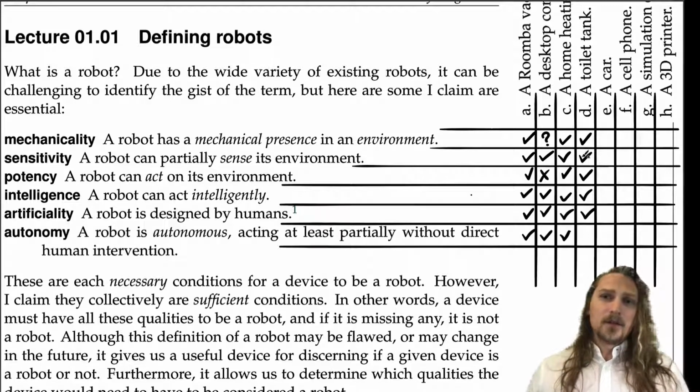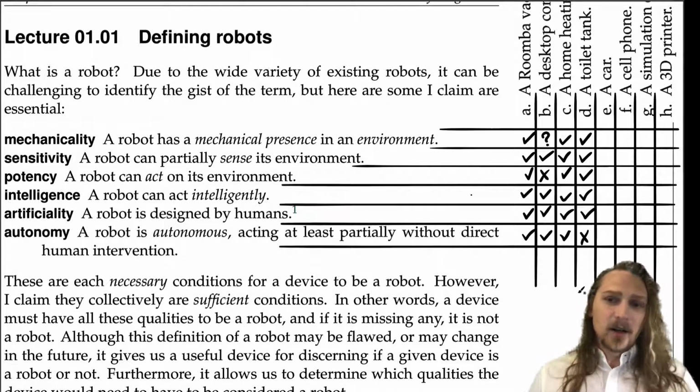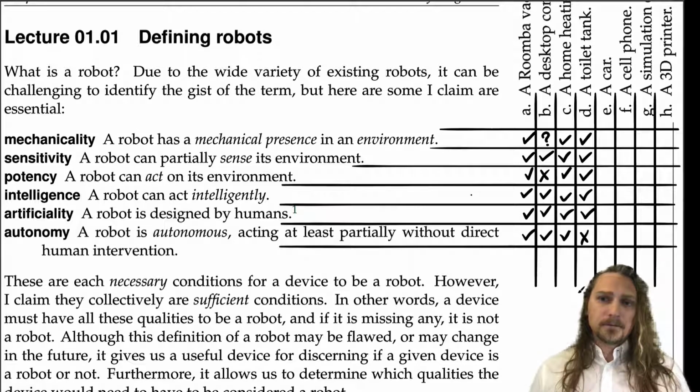So far to review then, we've got a Roomba, definitely a robot. A desktop computer, not a robot. A home heating system, it's kind of a robot. And a toilet tank, not a robot. It doesn't get that autonomy check from us.